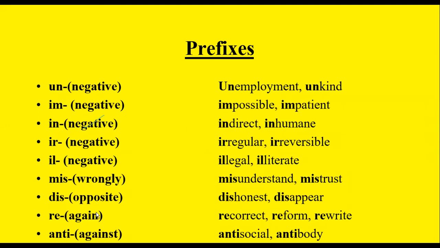And this is my final example here with regard to prefixes. Anti. Anti means against, erehiva. Social, antisocial, samaji virodhi. Then antibody. Body, antibody. Deha, pratideha, antibody.